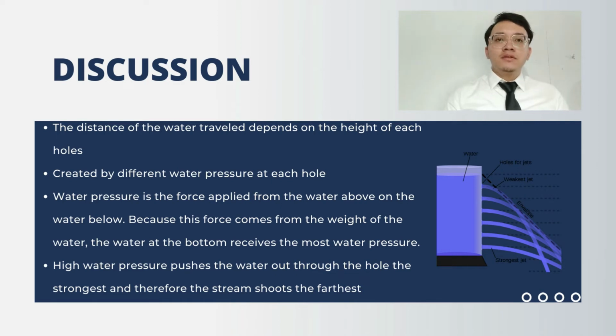This phenomenon is created by the different water pressure at each hole. In this experiment, water pressure is the force applied from the water above onto the water below. Because this force comes from the weight of the water, the hole at the bottom receives the most water pressure. High water pressure pushes the water out through the hole the strongest, and therefore the stream shoots the farthest.